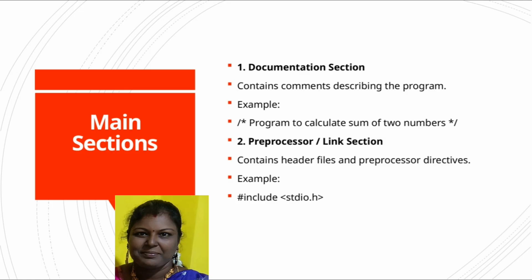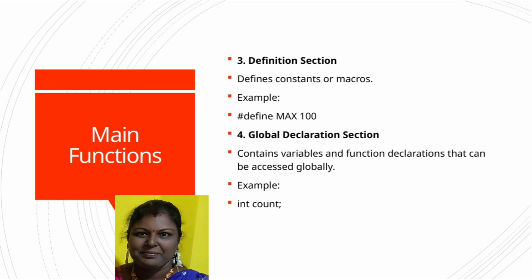These sections set the stage for the rest of the program. Now let's look at two important sections in our code structure. First, the definition section. This is where we set constants or macros, like defining a maximum value with #define MAX 100. It's a way to give fixed values a clear name.